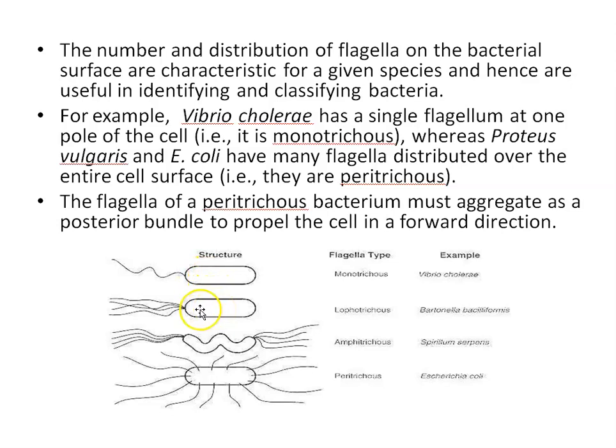Lophotrichous, here more than 2 flagella are present at one pole of the cell. Third type, amphitrichous. In Spirillum species, more than 2 flagella are present at both the poles of the cell. And the last one, peritrichous, for example, in the case of Escherichia coli, where flagella are distributed all over the surface of the bacterial cell, right?